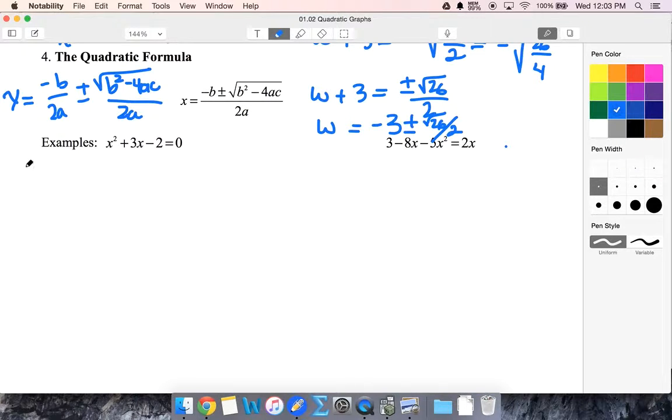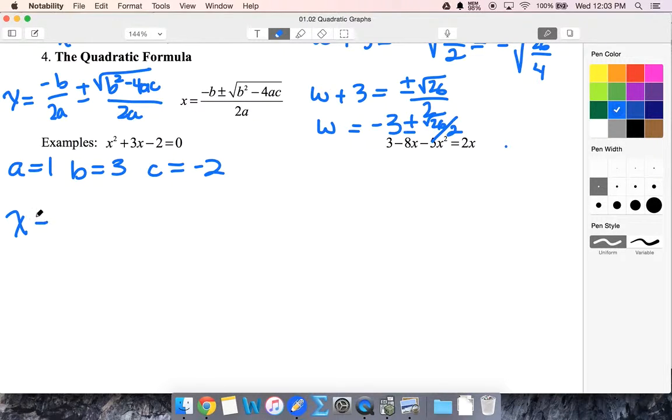In example 1, or this first example here, our a value is 1, our b value is 3, c is negative 2. It's super important with quadratic formula, don't lose your negative signs. So c is negative 2. And of course the a is a 1. There's an imaginary coefficient there.